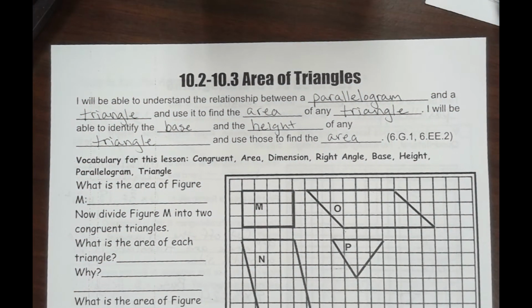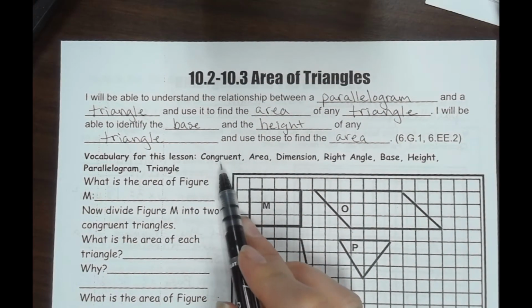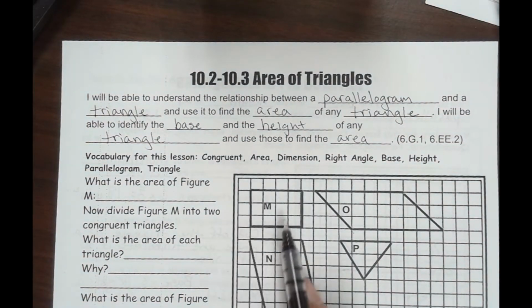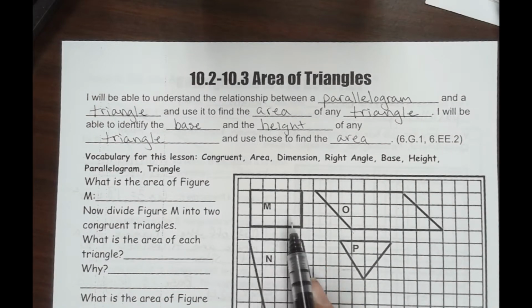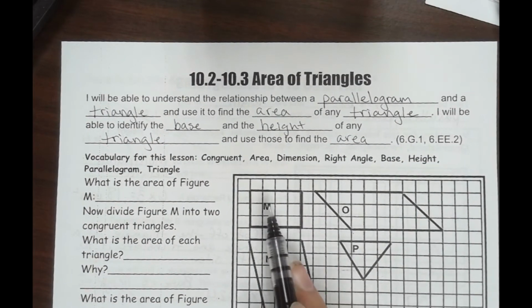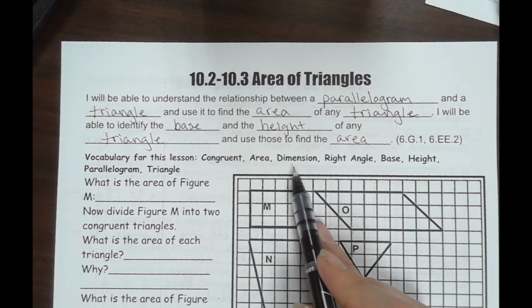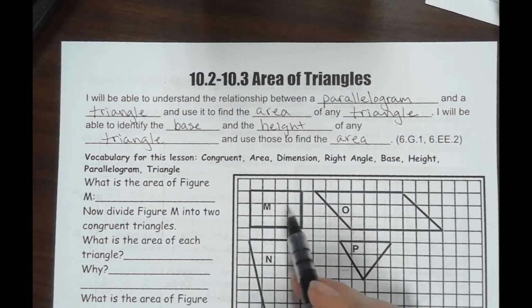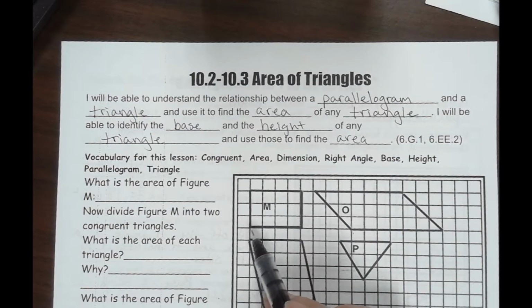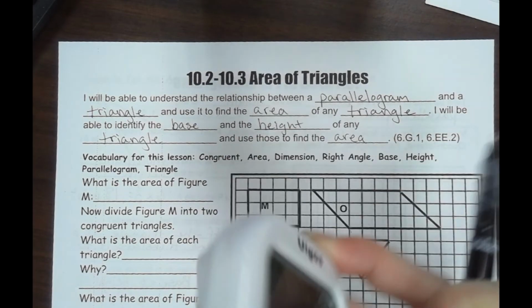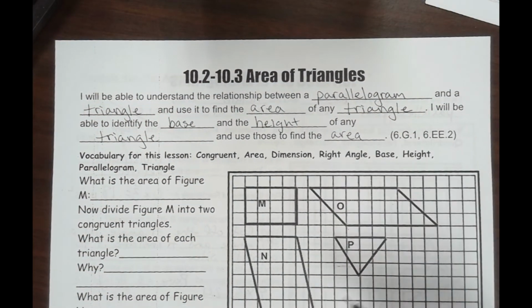Alright, vocabulary for this lesson. Congruent: exactly the same size, exactly the same shape. Area: the space inside a two-dimensional figure, and it's always measured in square units. So you can see the squares inside of this. How many squares fit inside that shape is its area. Dimension is the distance measured in one direction. So one-dimensional would be like a line. Two-dimensional, see how this has a base and a height that I can measure? Three-dimensional would be like a three-dimensional object where I can measure the base, height, and the side, the depth.